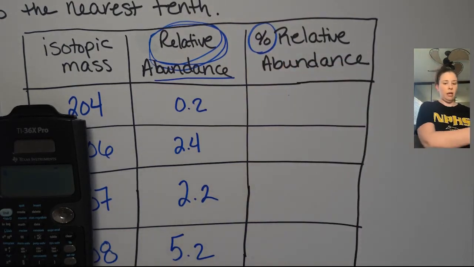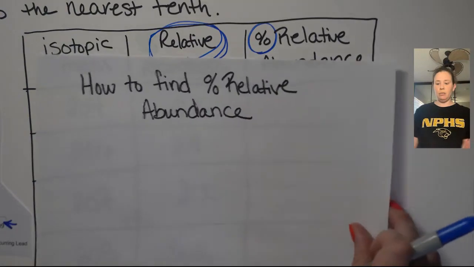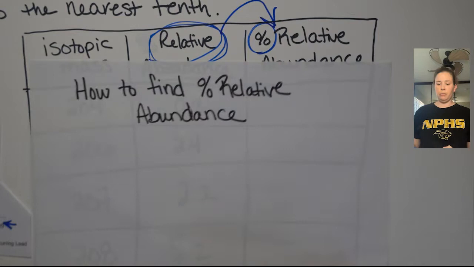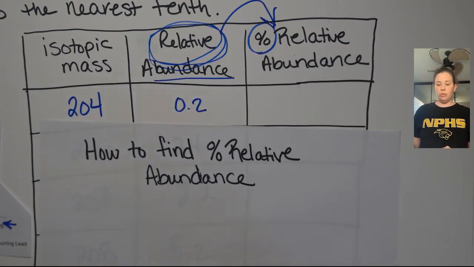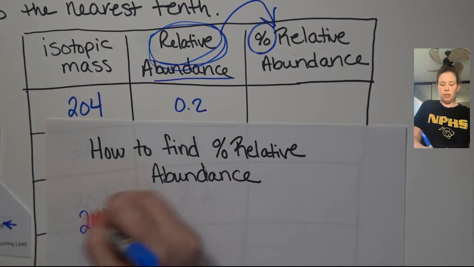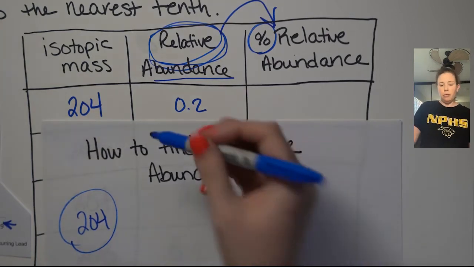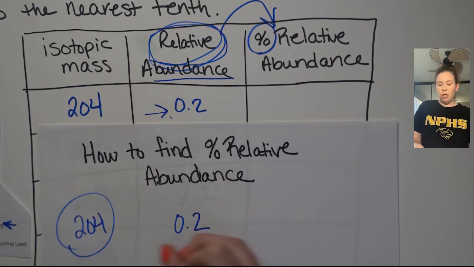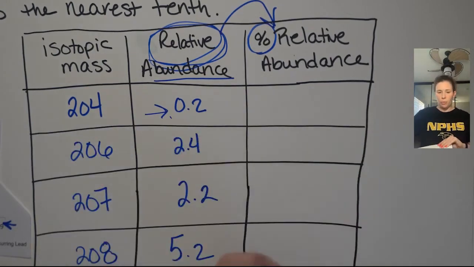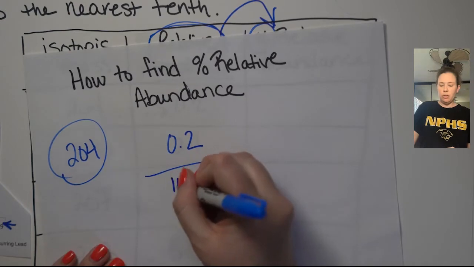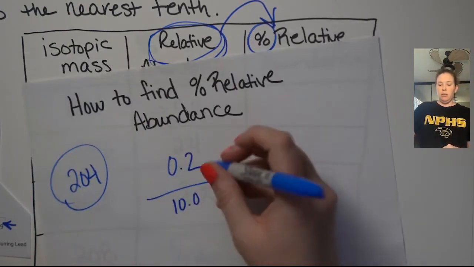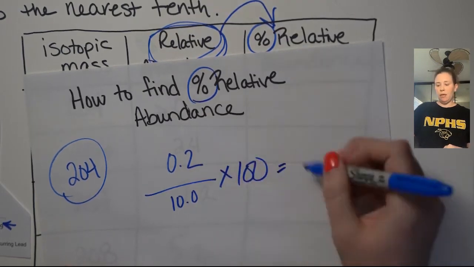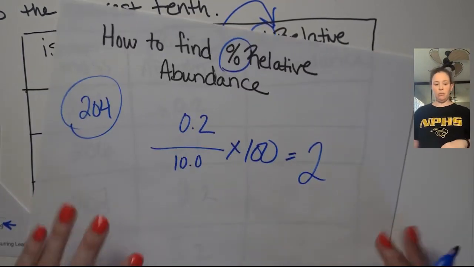So now I want to go over how to find the percent relative abundance, how to go from the second column to the third column here. Let's do the first one for the 204 mass. We're going to take the part that we know is 204, which is 0.2, and divide it by the total mass that we came up with, which is 10. It is a percentage, so of course you're going to multiply it by 100, and that will give us a percent relative abundance of 2.